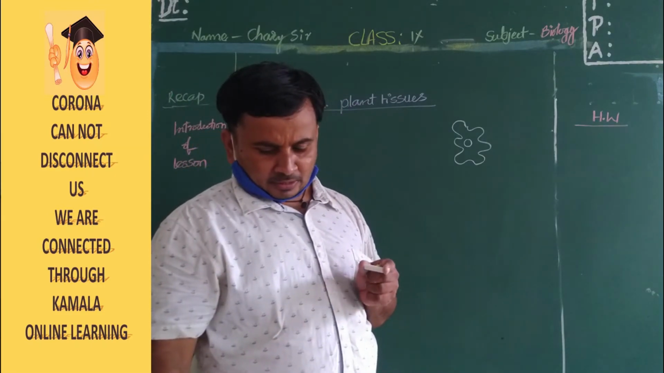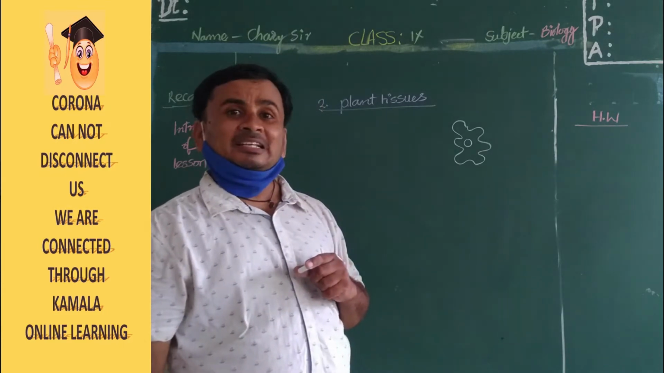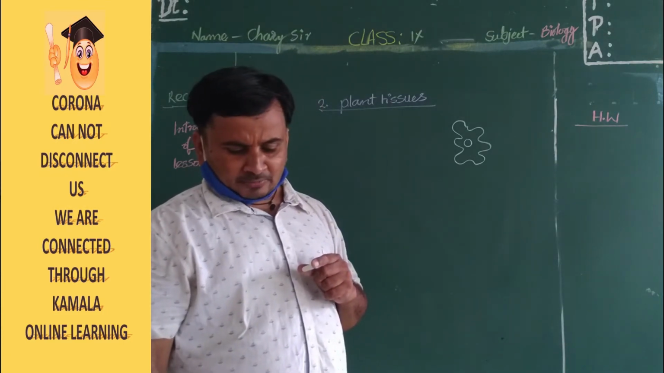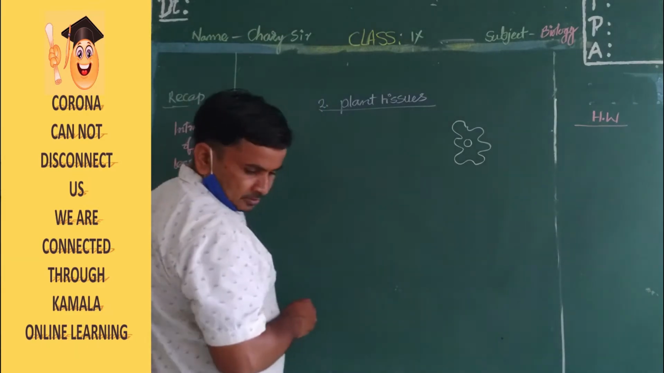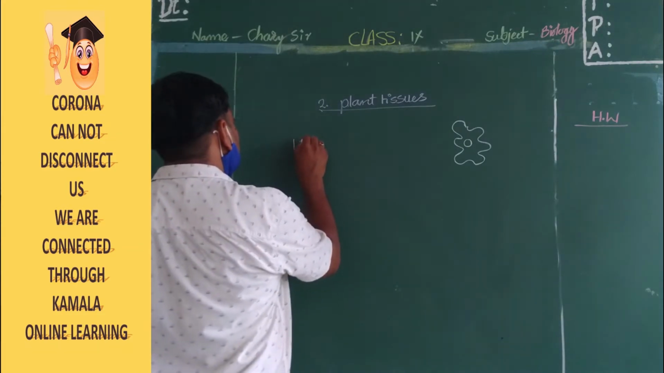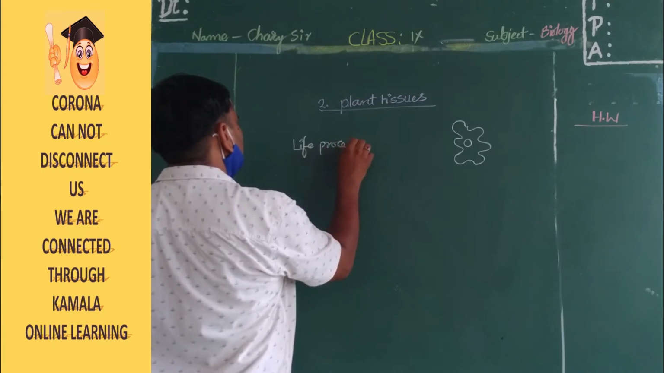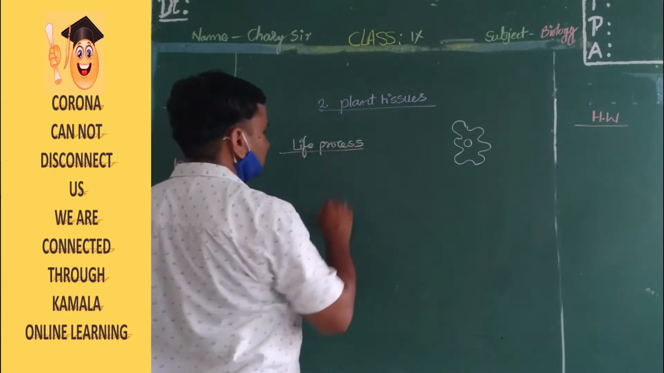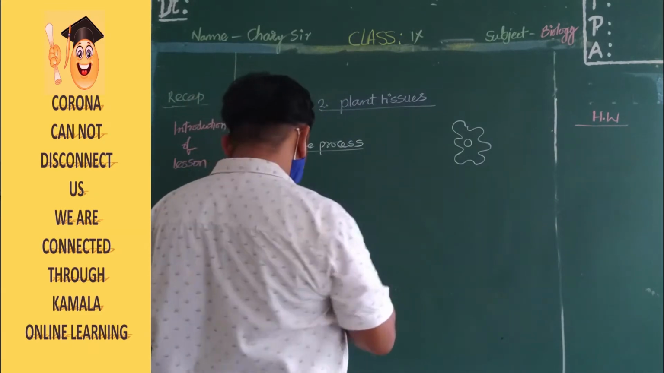The plants that we are observing around us are usually multicellular. What you are seeing outside, the plants, those are multicellular organisms. They perform several life processes such as growth. What is a life process? If you see the life process, they perform several life processes such as growth.